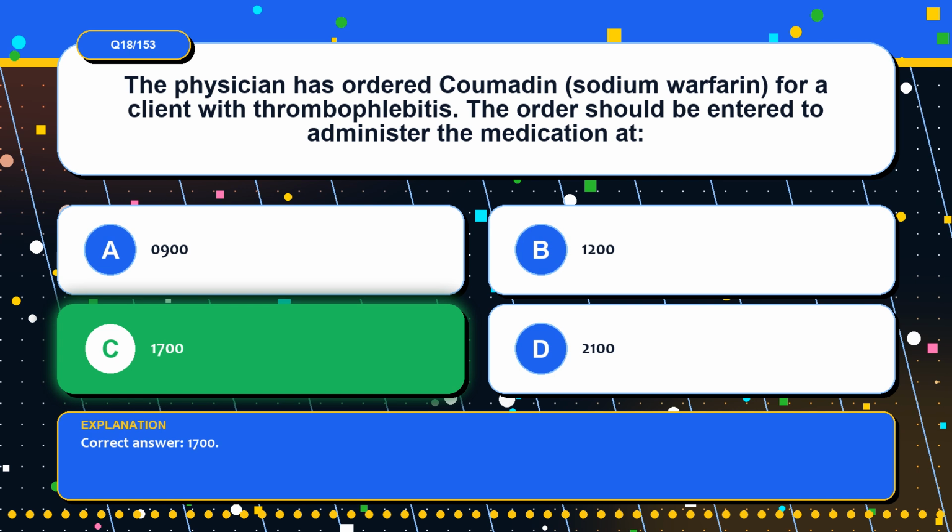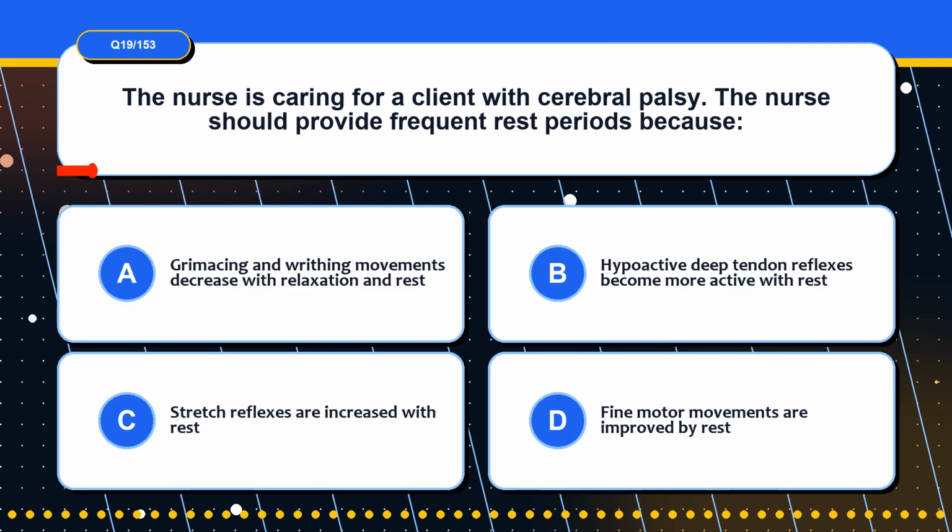Question 19. The nurse is caring for a client with cerebral palsy. The nurse should provide frequent rest periods because, here are the options. Option A. Grimacing and writhing movements decrease with relaxation and rest. Option B. Hypoactive deep tendon reflexes become more active with rest. Option C. Stretch reflexes are increased with rest. Option D. Fine motor movements are improved by rest.